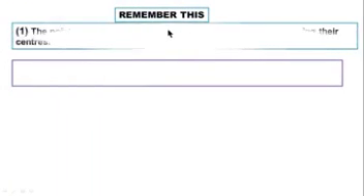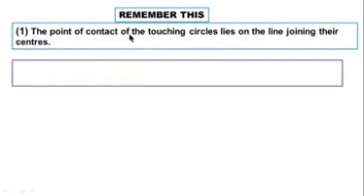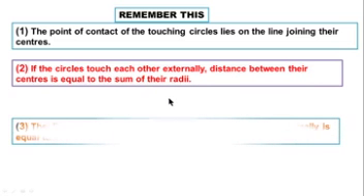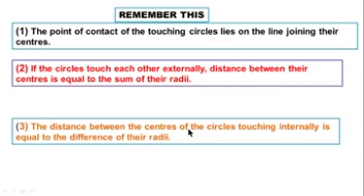Remember this. The point of contact of the touching circles lies on the line joining their centers. If the circles touch each other externally, the distance between their centers is equal to the sum of their radii. The distance between the centers of circles touching internally is equal to the difference of their radii.